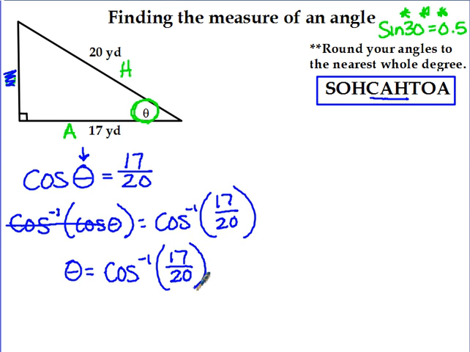So you want to hit the second button, and then cosine, and you'll see on your screen cosine to the -1 will show up. Then you just type in 17 divided by 20, close your parentheses, and hit enter. And when you do that, we're going to round our angles to whole numbers, so you should get 32 degrees. It's about 31.78, but we're just going to round to a whole number, 32 degrees. Okay? If you can't get that on your calculator or you can't figure it out, just call me over and I'll show you how to do it.